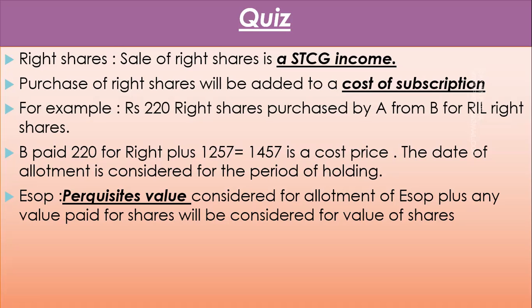ESOP. Suppose A is an employee of ABCD Limited. He is given a right to buy 100 shares of ABCD. The date on which he is entitled is 1/1/2000, and on 1/1/2000 he paid rupees 200. The market value on that date would be 2000. 1800 would be considered as perquisite and would be added to his income. For the purpose of reckoning, the date is 1/1/2000 and the value would be 200 he paid, plus 1800 he has to pay as perquisite. That will be considered as the value of shares for him.